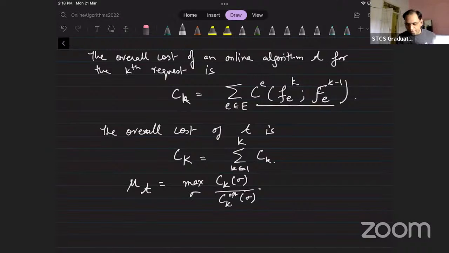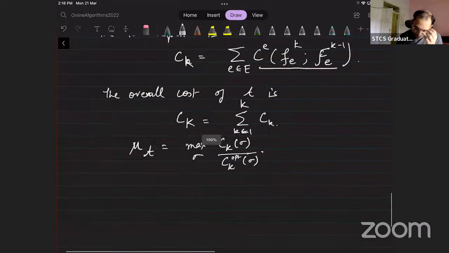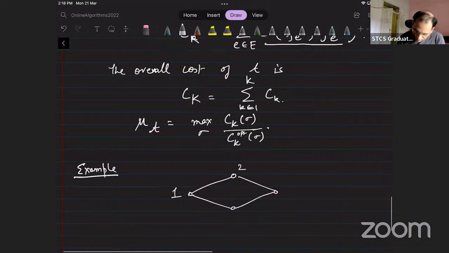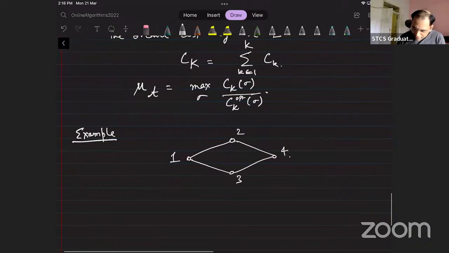All right. Let's look at an example after we've done all the work. Think about a network which is very small: 1, 2, 3, and 4. Now can you tell me input sequences for which any online algorithm will suffer? Input sequences means triples s_i, t_i, and d_i.